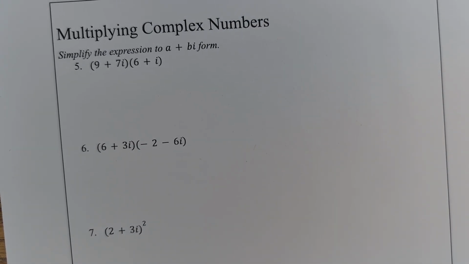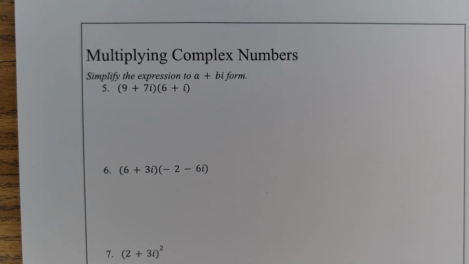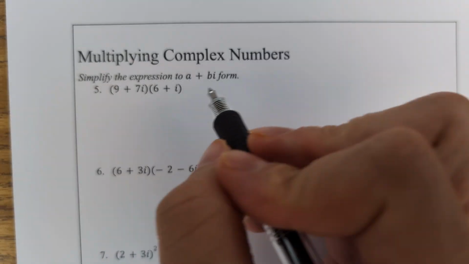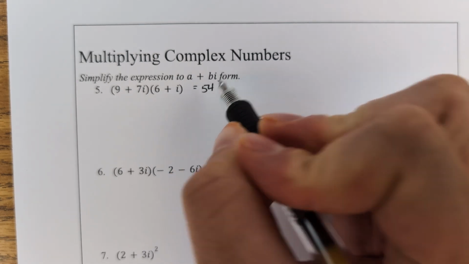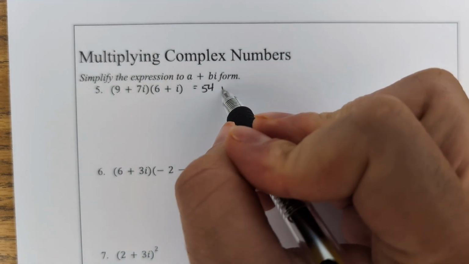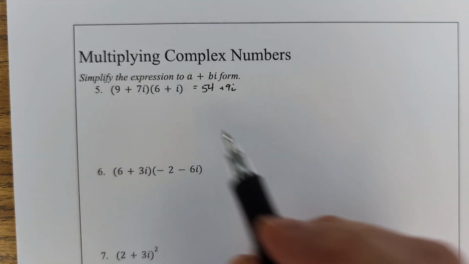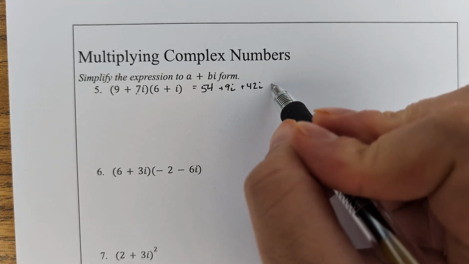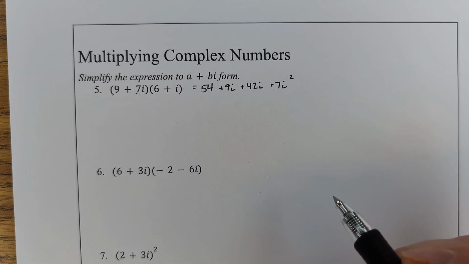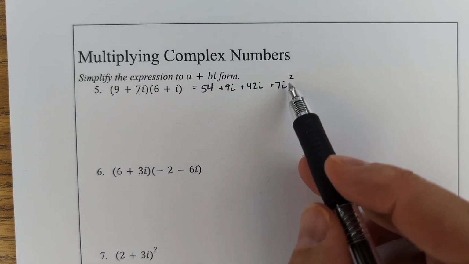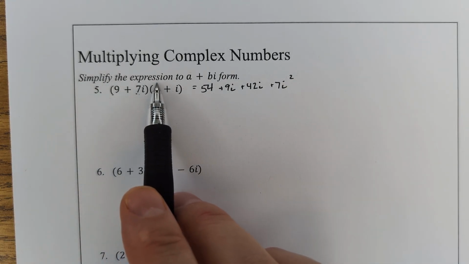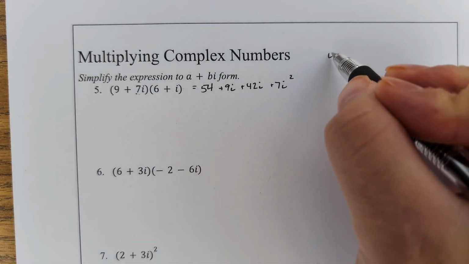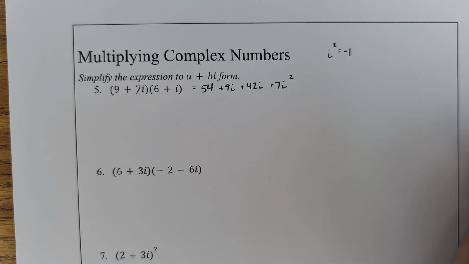Okay, so now we got multiplication. Multiplication is a FOIL problem: first, outside, inside, last. Firsts would be 9 times 6, so that's 54. Outside's 9 times i. Inside, 7i times 6. And lasts, 7i times i, so 7i squared. Now, the note on the front is we can't have our answer with i squared. If you look at the directions, simplify the expression to a plus bi form. There is no i squared, so that i squared can't be there. So the reminder is i squared is -1.